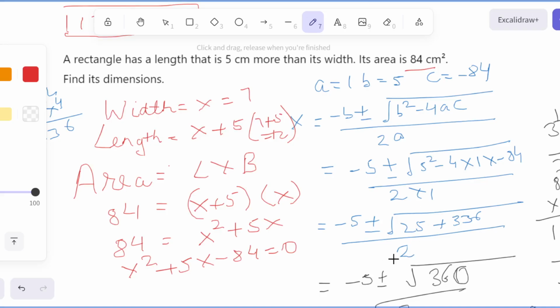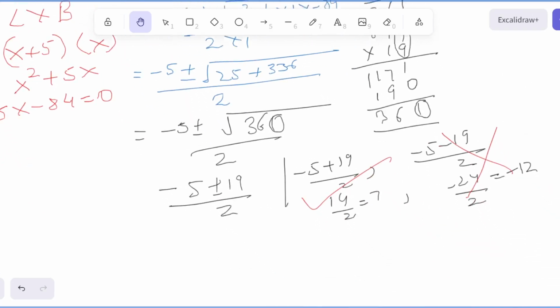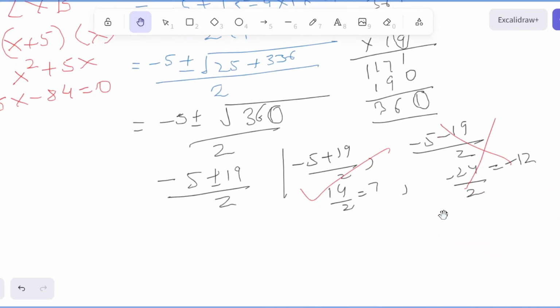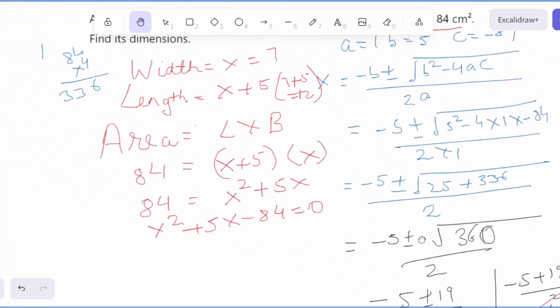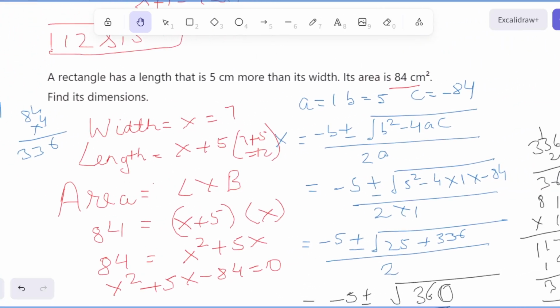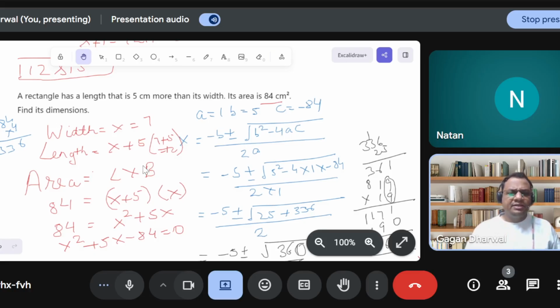How much was it? We got it as 7 and minus 12. So we'll only go with 7 because distance cannot be negative. We cannot take minus 12 as our answer. So our answer came out to be 7. So x is 7 means the width is 7. And the length was 5 more than that, so that's why we did plus 5, and that makes the length 12. And even if you multiply 12 and 7, you will get 84. That means whatever we have done is right.